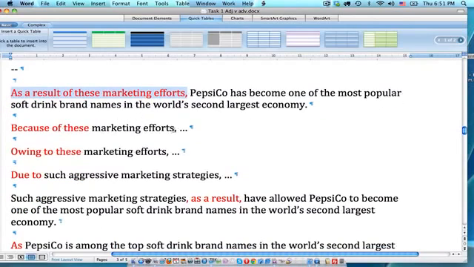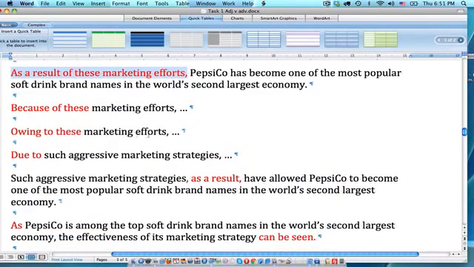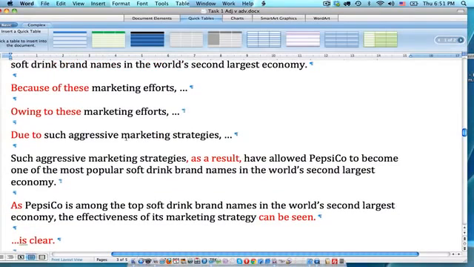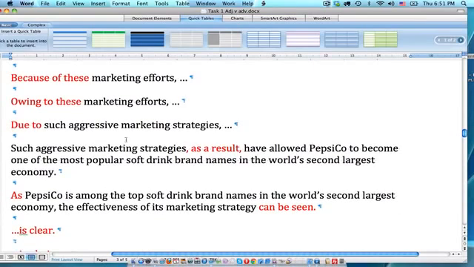Because of these marketing efforts, comma, PepsiCo has become one of the most major. Owing to these marketing efforts, comma, and again, PepsiCo has become one of the most popular. Due to such aggressive marketing strategies, comma, such aggressive marketing strategies, as a result, have allowed PepsiCo to become one of the most popular soft drink brand names in the world's second largest economy. Okay, please also notice the way that the commas have been used here.